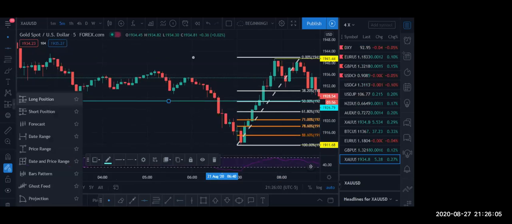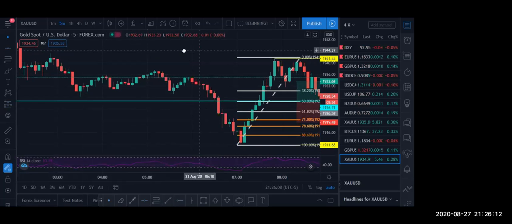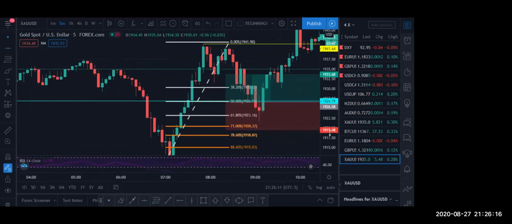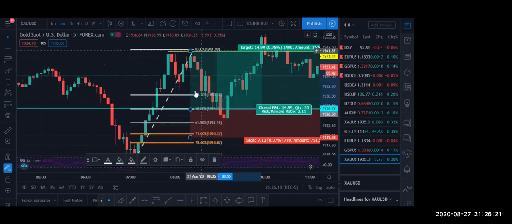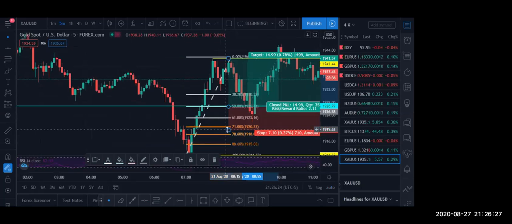And I'm gonna go to this prediction box and show y'all what that is. So with this situation, you see we came back to the 50% and then we took off to the next high. And this is gold, so gold really moves. You have your target at that high. For me, I would have had my stop loss maybe at this 78% area just to be safe.